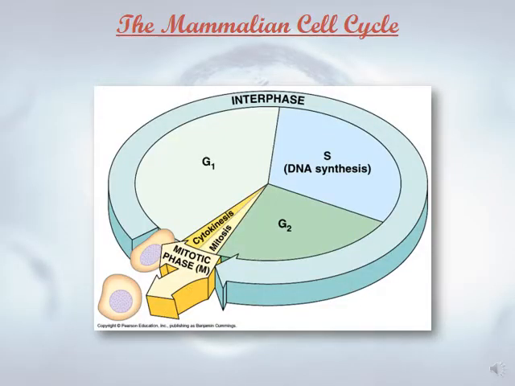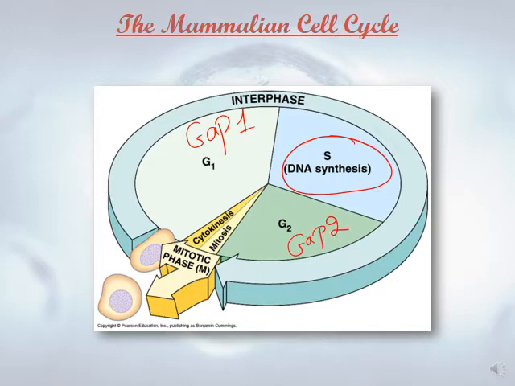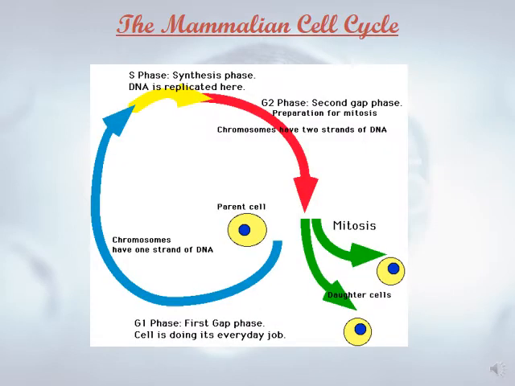This is the mammalian life cycle. It includes the interphase: G1, called gap 1. We have the S phase, DNA synthesis, where duplication of DNA occurs. G2, gap 2, prepares for the process of mitosis. In mitosis, as we said, we have prophase, metaphase, anaphase, telophase, and finally the division of the cell into two daughter cells, which is called cytokinesis. So this is the mammalian cell cycle.